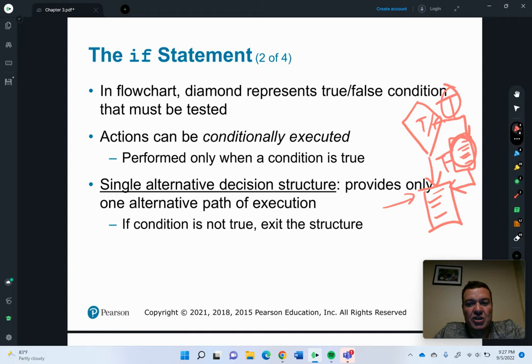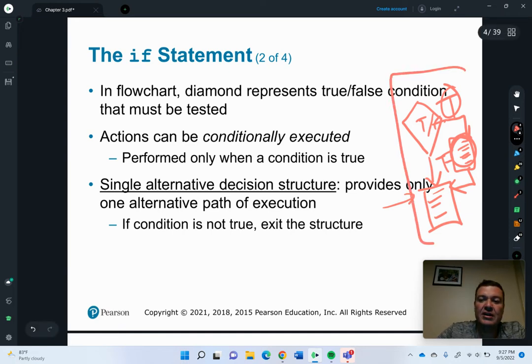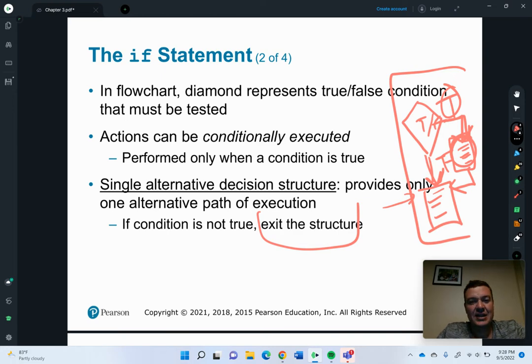A single alternative decision structure provides only one alternative path of execution. What I've drawn here is a single alternative decision structure. There is only one decision, and if that decision is true, only one condition will exist. If it's not true, then we're going to exit the structure, which is basically returning back to the standard set of code.